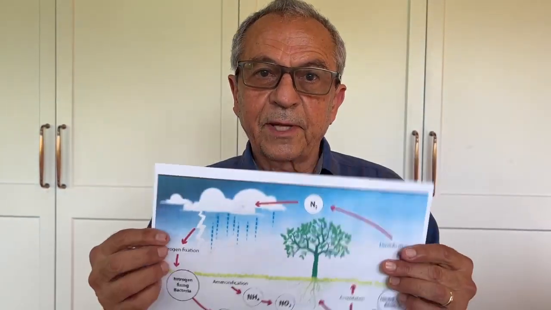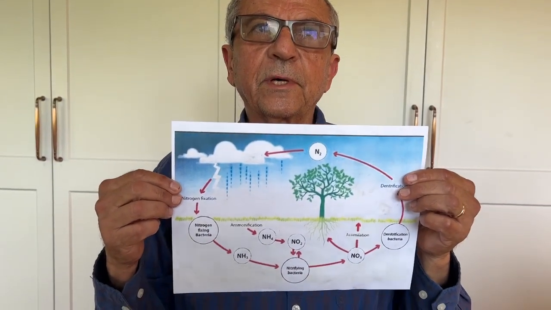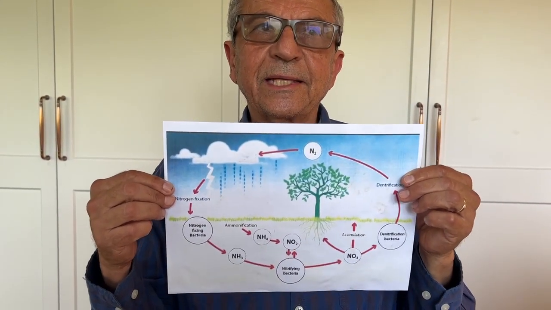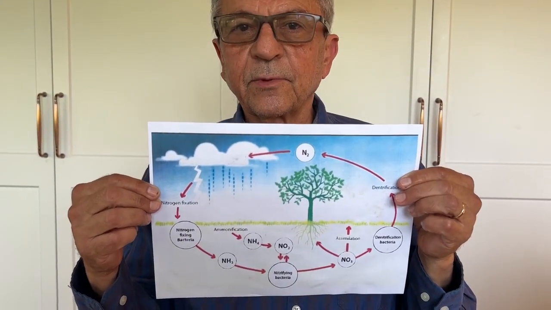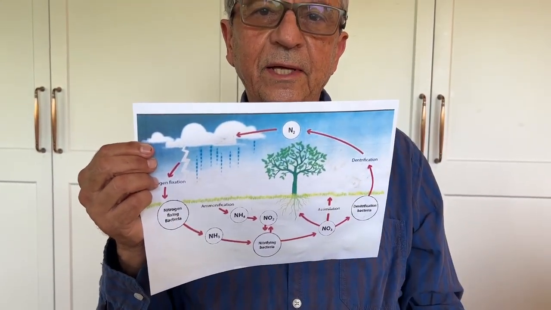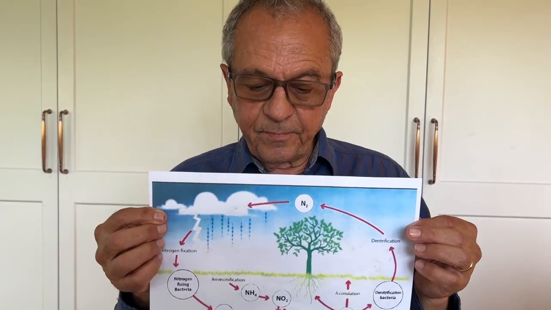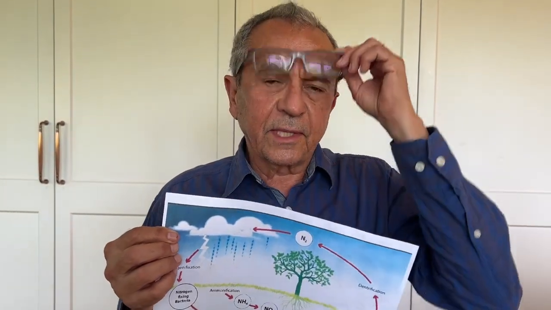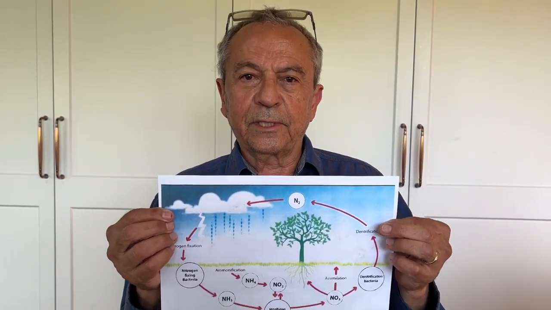Okay, so I've got to make a few reminders here and remind you of the nitrogen cycle, because today we're talking about nitrogen. We're talking about nitrogen not as an essential element as such, because we've spoken about that before when we discussed the different elements of the nitrogen cycle. But I'm going to talk about nitrogen from the perspective of how to get it into the soil.